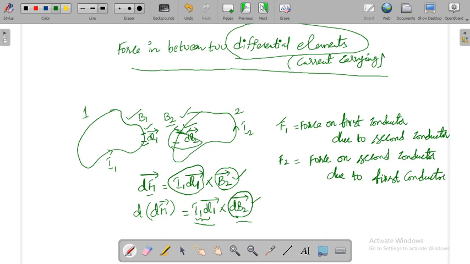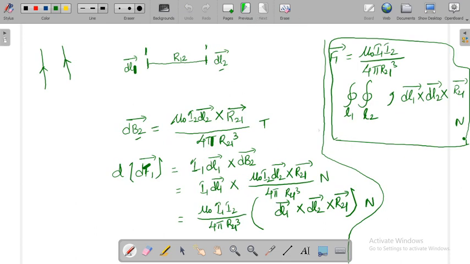Biot-Savart's law formed the basis for all the concepts in magnetic fields. In this way you can understand the force between two current carrying conductors, or the concept behind the force between two current carrying conductors.